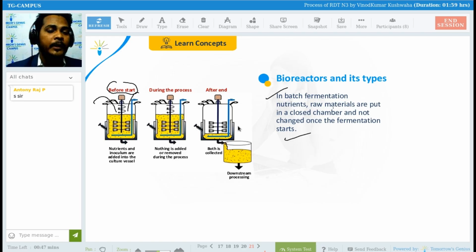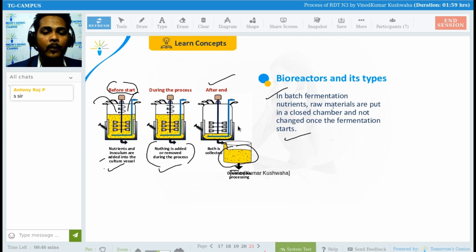So that means nutrients and inoculum are added into the culture vessel before starting the bioreactor. And once you start, you cannot open it, and it is going through the process, so nothing is added or removed during this process. You cannot add or remove anything from this bioreactor. And after the end, you get the end product directly, and that product you can take for downstream processing purposes.